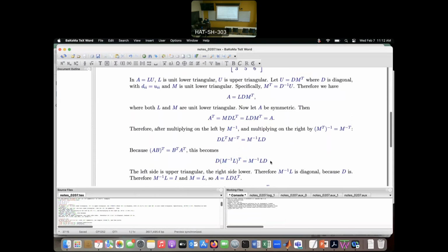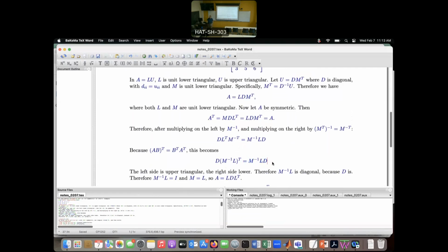Now we go to the right side. Well, we're using the same reasoning. M inverse L, that whole product is going to be unit lower triangular. And then I multiply on the right by D, that's the diagonal matrix. Multiplying by a diagonal matrix never affects triangularity. So the right side is lower triangular.